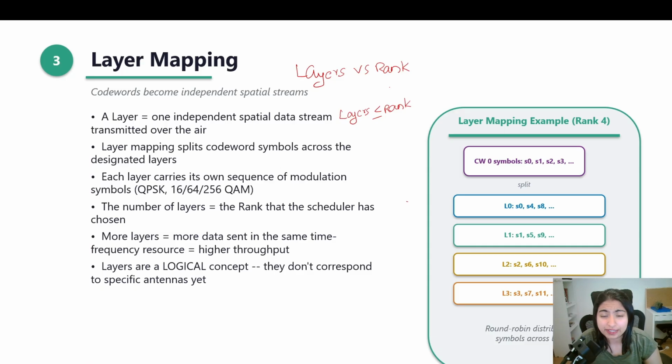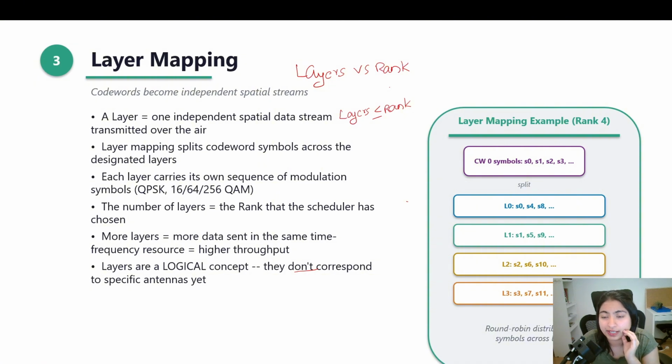Why do we need layers? Again, in our factory analogy, think as the number of conveyor belts increases, more and more transport blocks, more and more code words can be transmitted onto the destination. So this increases the throughput of the gNodeB. So layers are a logical concept. They don't correspond to specific antennas yet.